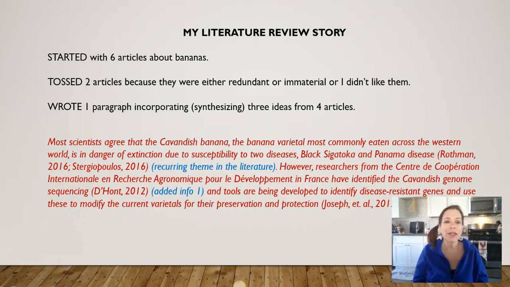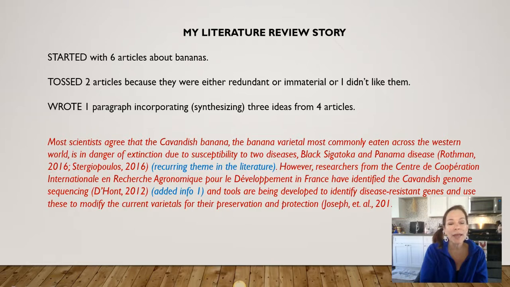All right, so I found 6 articles about bananas. In the end, I tossed 2 of the articles because either they were really redundant, and sometimes if you got like 4 articles that say the same thing, 2 of them are really well written and 2 of them are not. I just get rid of the ones that aren't well written. I don't need them. I'm not going to cite them. And who knows if the person doesn't write very well, who knows how, anyway, I got rid of them.